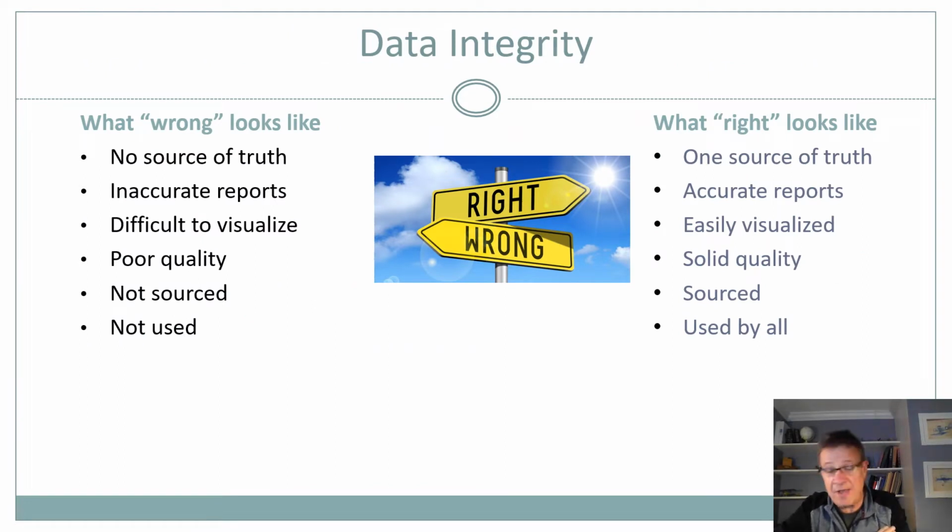So data integrity is a very critical component, and there's a little bit here about what is right and what is wrong as far as data integrity. So what does wrong look like? It's when you don't have a source of truth. Now, what is a source of truth? It is where you know where you need to go for a source of data.